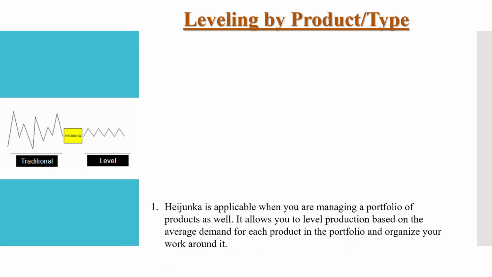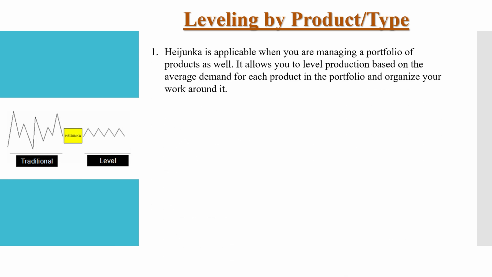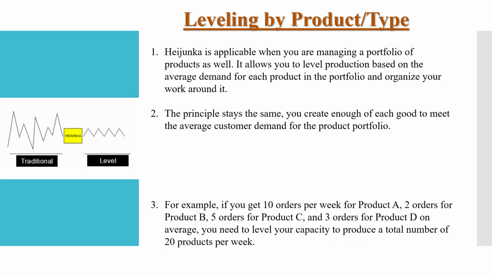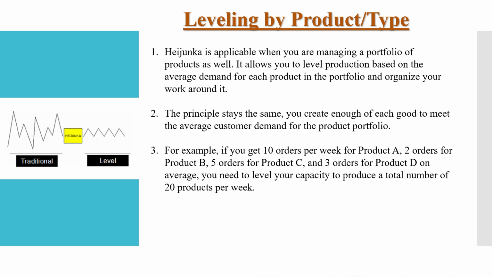Second is leveling by product. Heijunka is applicable when you are managing a portfolio of products as well. This lean tool is also very effective and applicable if you are dealing with a variety range of products. So the principle stays the same: you create enough of each good to meet average customer demand for the product portfolio. For each product range, you have to produce an optimized number of products so that you can meet your customer demands.